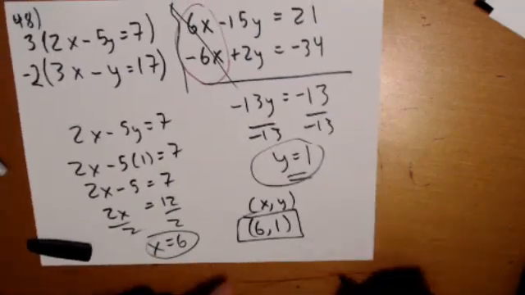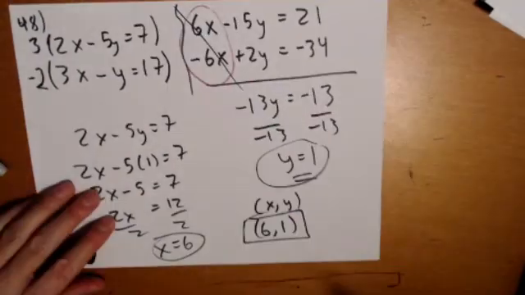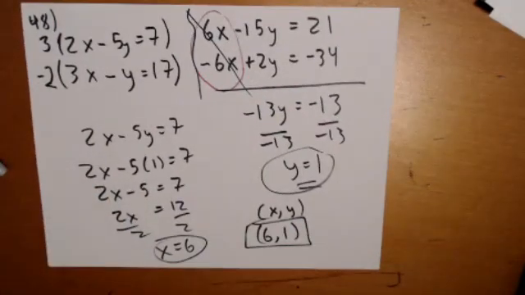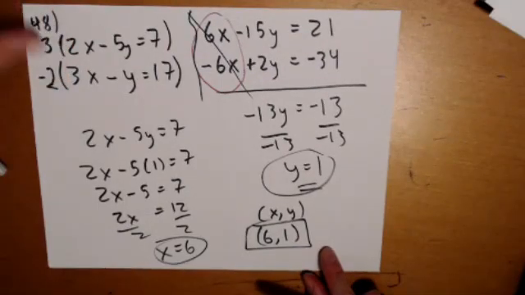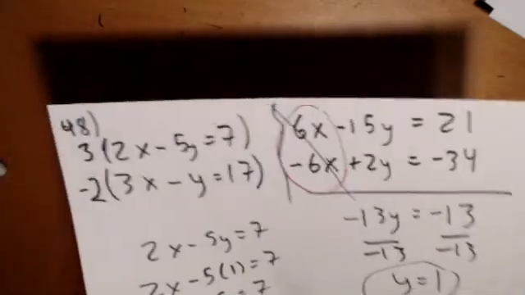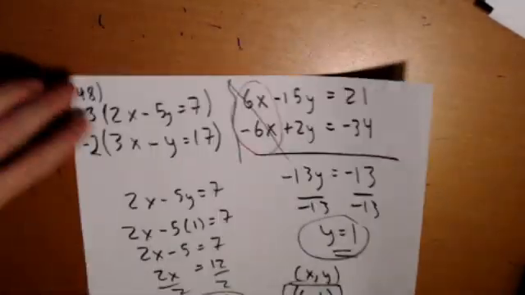Okay, so we found the x and y that make both of these true, and that was the elimination method. Whew. Okay, that was 48. Let us try 50. So I got rid of the x's that time. On the next one, I'll get rid of the y's. You could get rid of either one. It doesn't matter, as you'll see. As long as you follow the rules, it'll work out.